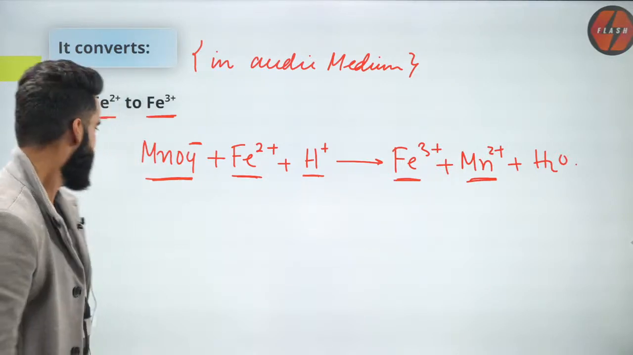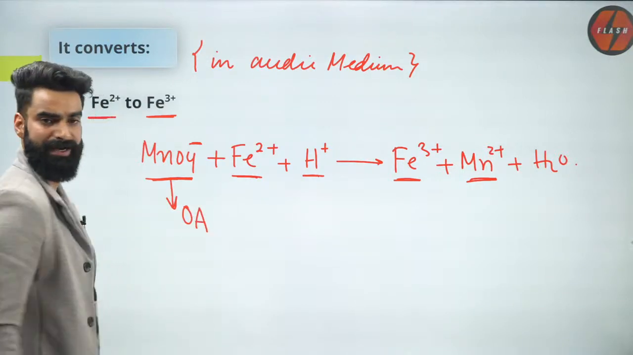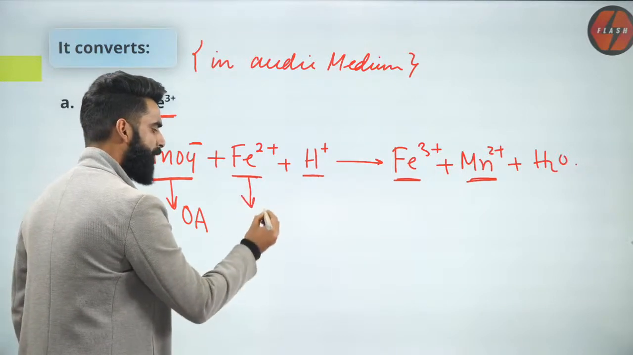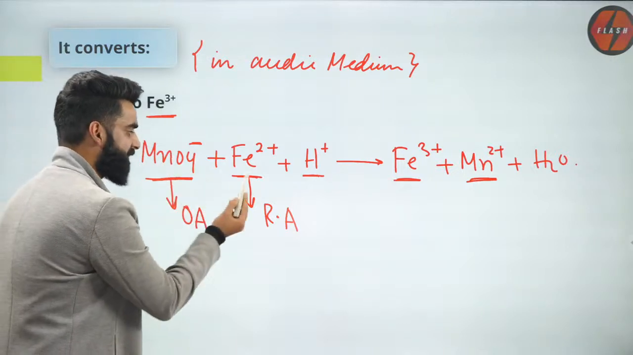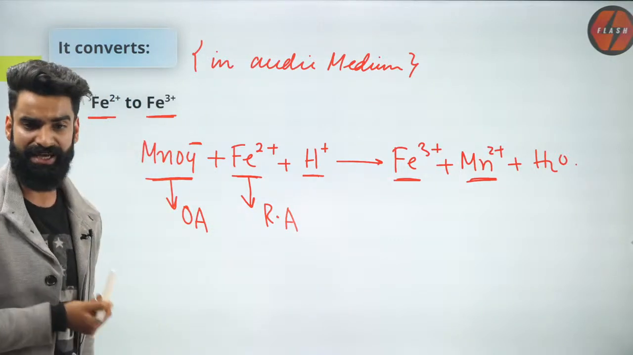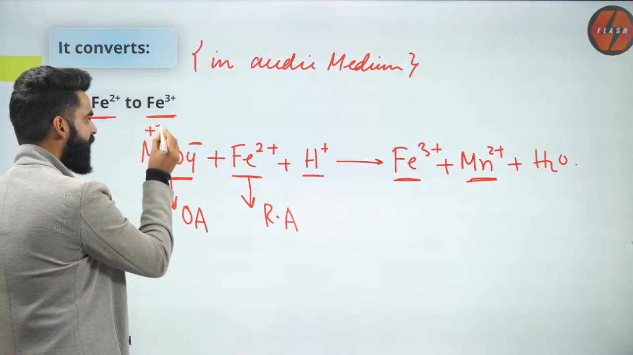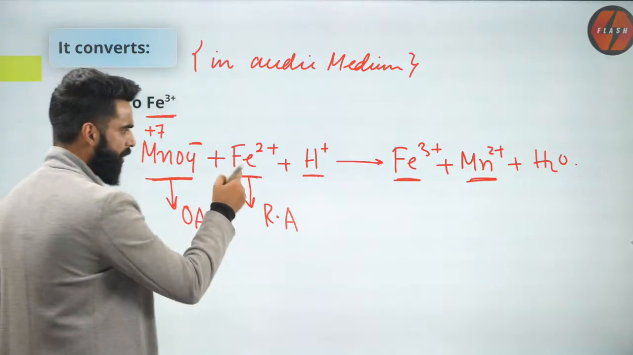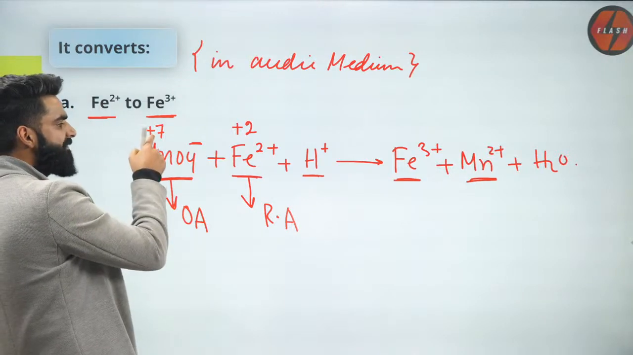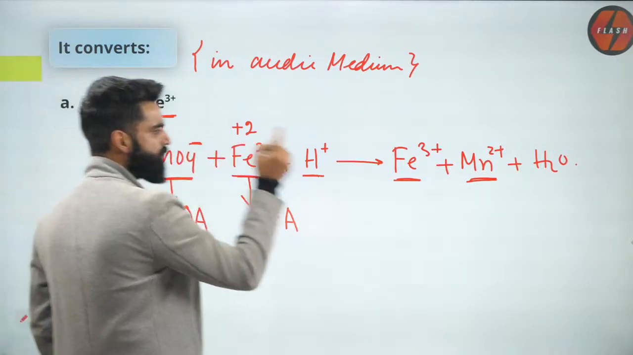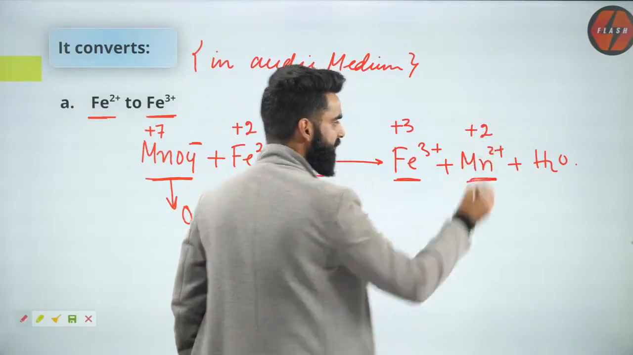Wonderful. Now see, I told you in the beginning, MnO4⁻ is my oxidizing agent. That means this Fe²⁺ should be my reducing agent. Now it is time to calculate the N factor of these oxidizing and reducing agents. If I ask you, what is the oxidation state of Mn over here? Oxidation state of Mn over here is +7. Oxidation state of Fe over here is +2. Oxidation state of Fe over here is +3. And the oxidation state of Mn over here is +2.